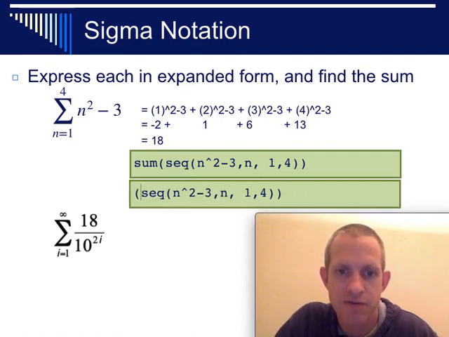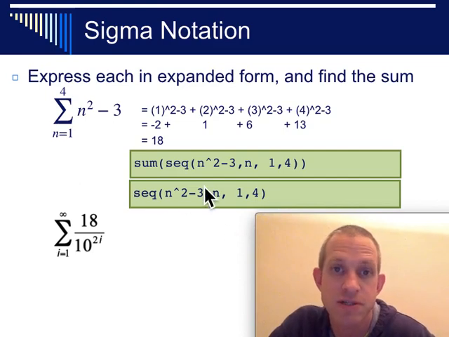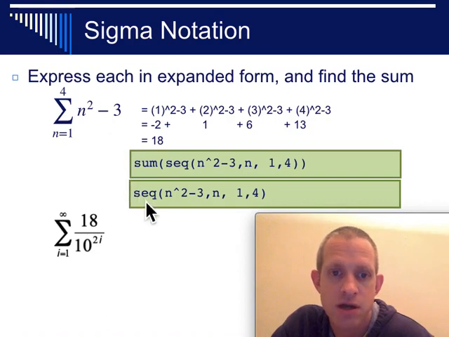I might take off the sum at the beginning and that closing parenthesis and just type in sequence to see what sort of numbers I get. Make sure I see a -2 and a 1 and a 6 and a 13 and so forth. That way I'll know that I typed everything in correctly.